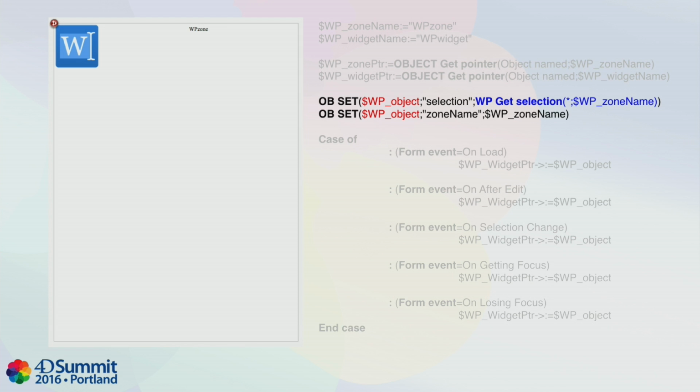Then I create a local object where I have to put two pieces of information in it. This is just what you have to know about objects. They have attributes, and for each attribute there is a value. So I need to add two attributes in this object. The first attribute is the selection. The selection is an object that I can get with the command WP Get Selection I told you about a couple of minutes ago. And the other attribute I have to set up is the zone name. The zone name has just been written 5 lines above.